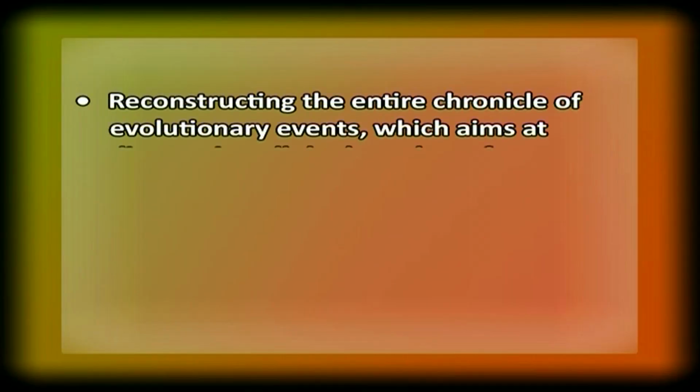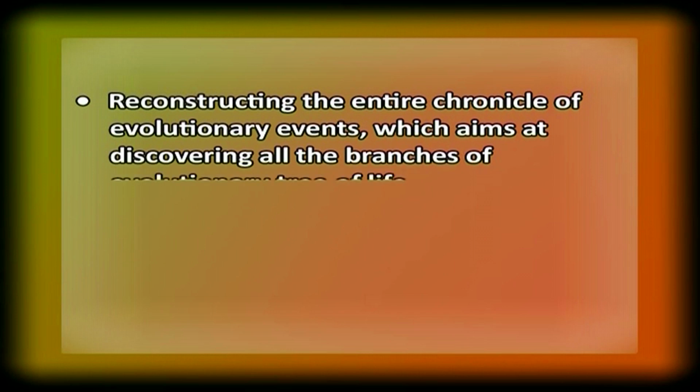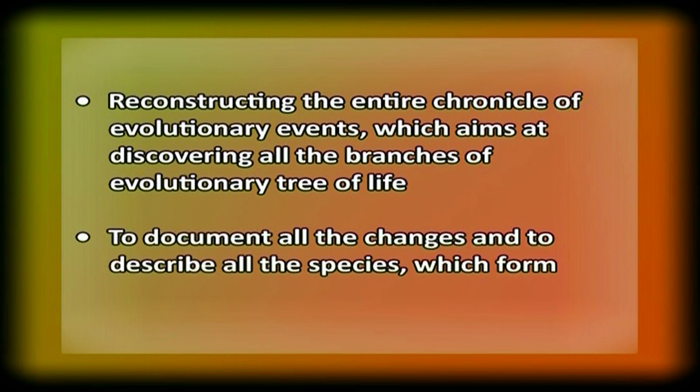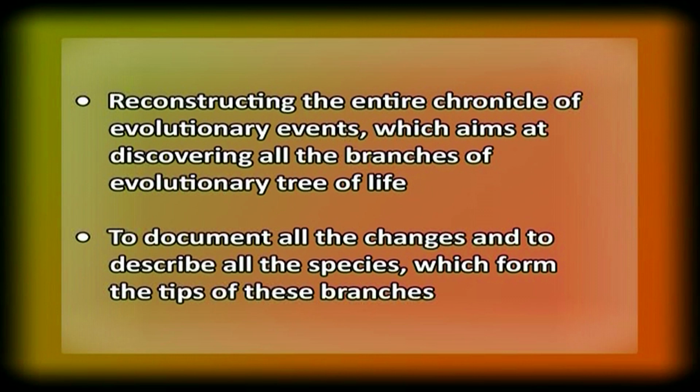The modern approach to systematics aims at reconstructing the entire chronicle of evolutionary events, which ultimately aims at discovering all the branches of the evolutionary tree of life, documenting all the changes and describing all the species which form the tips of all these branches. This won't be possible unless information is consolidated in the form of an unambiguous system of classification. This, however, is again impossible without a clear understanding of the basic identification and nomenclature methods.